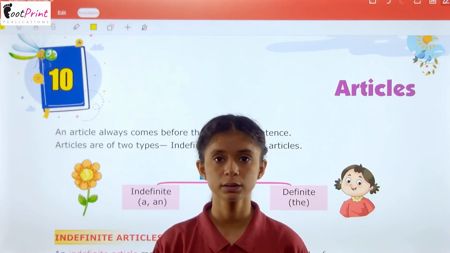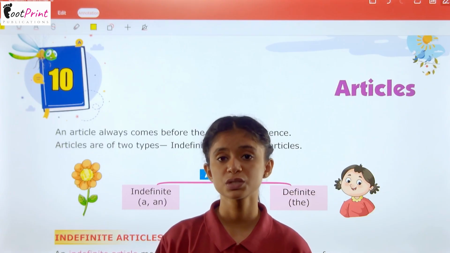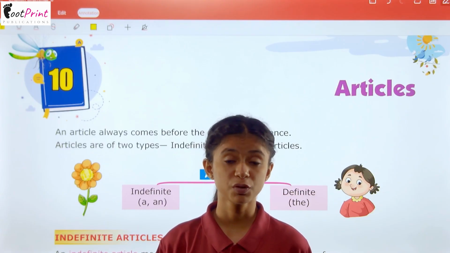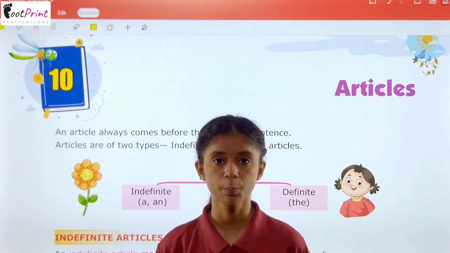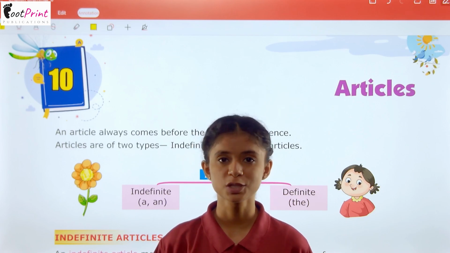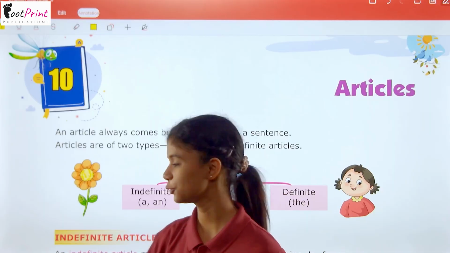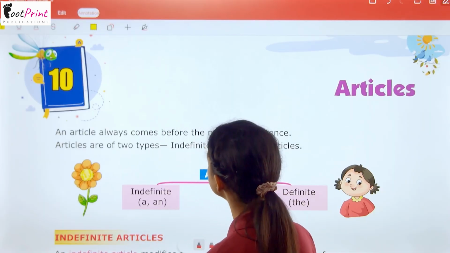Today we are going to learn the next chapter of our grammar, that is chapter number 10, and the name of our chapter is articles. I hope that you are familiar with the topic, which is why the chapter will be very interesting and easy for you. So let's get started.